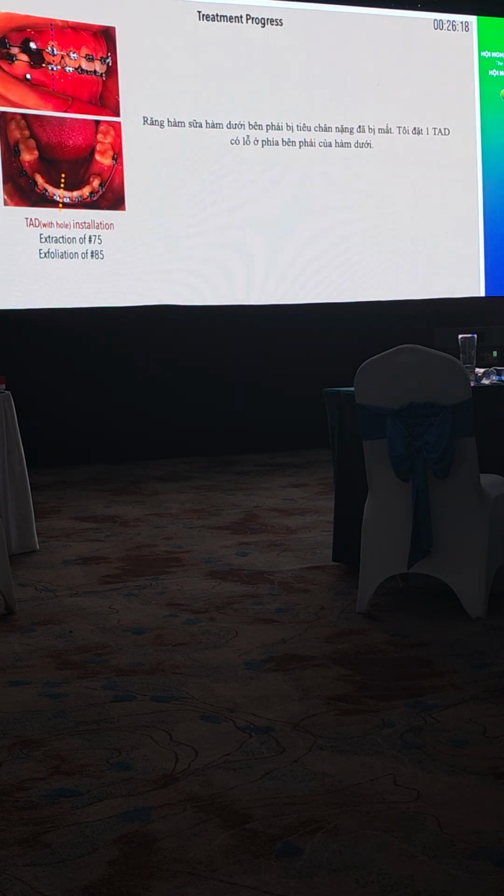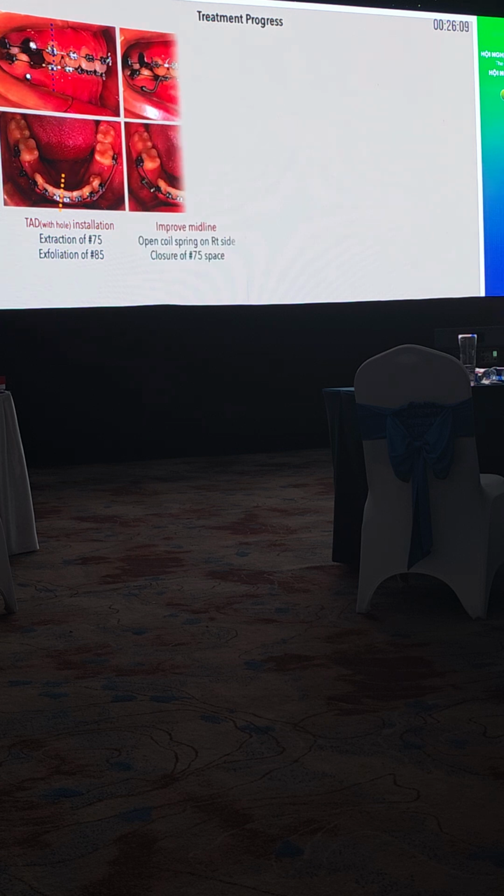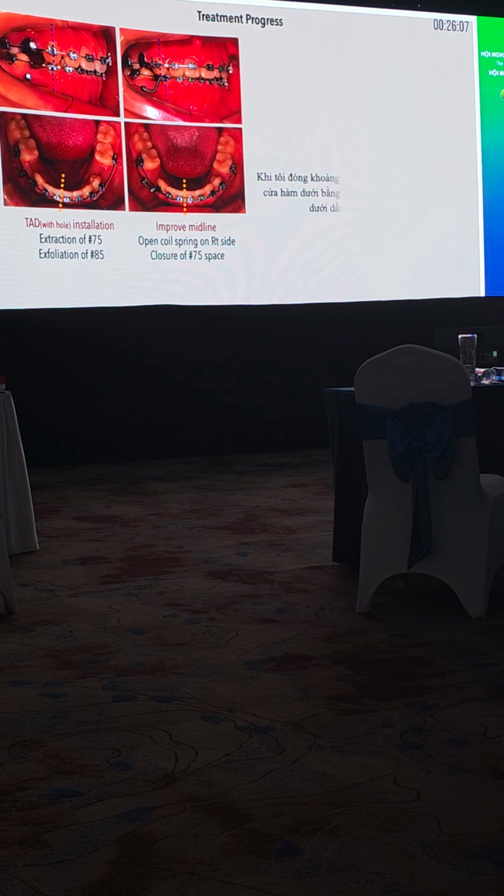The severely resorbed mandibular right second primary molar was lost. I installed a TAD with a hole on the right side of the mandible. As I closed the primary molar extraction space and pushed the mandibular incisors forward using the release spring, the mandibular midline gradually improved.